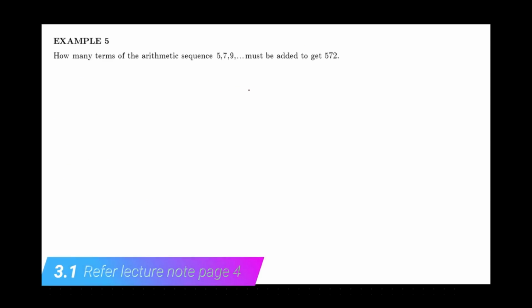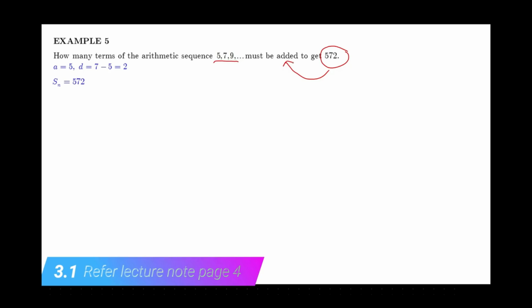Now look at example 5. How many terms of the AS 5, 7, 9 must be added to get 572? So this is an ascending order of AS, with 5 as the first term A and D is 2. The 572 here is the sum of our first n terms, where we do not know our n. So that is what we're going to find in this example. So first we will write down Sn equals 572.